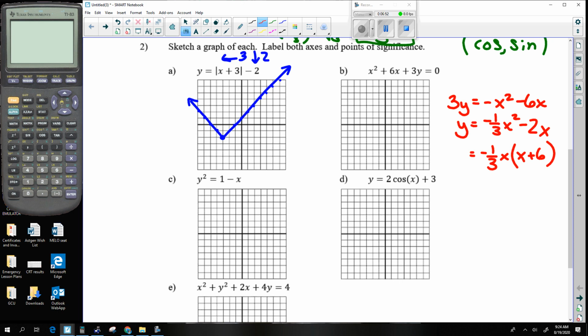An x plus 6. So what I can do is I see that I have definite zeros at 0 and negative 6. So I can plot those points. I know that I have zeros at 0 and negative 6. 1, 2, 3, 4, 5, 6.